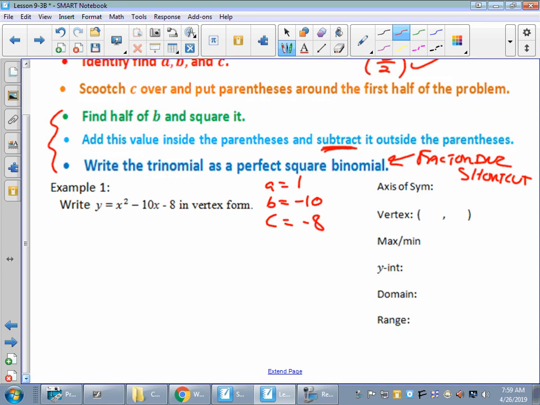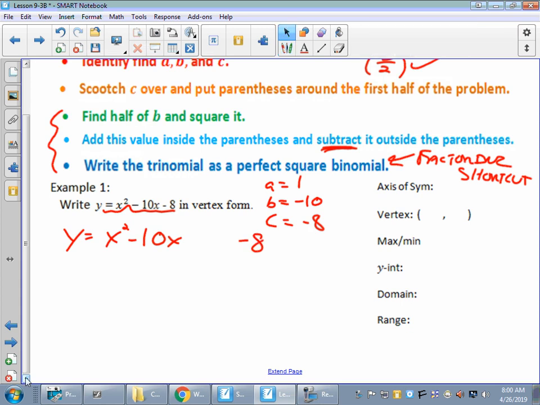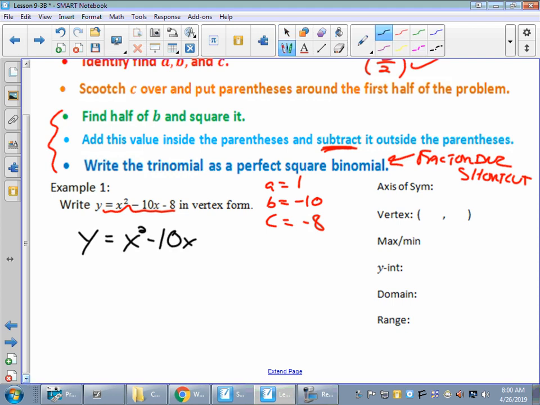Okay? And then, so now my next step is I'm going to scooch that C value over. So I'm going to take this equation here, and I'm going to rewrite it, but I'm going to move that -8 over a little bit. I'm scooching it over. So I've got y equals x squared minus 10x, and I'm going to give some space and put my -8 over here. I'm just going to do this in black here just so I can use a different color. So again, x squared minus 10x, I'm moving it over and putting a -8 over here. Okay?